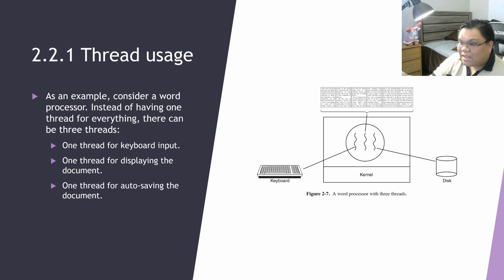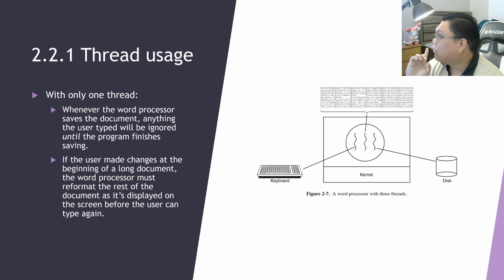So here's an example of why you'd want to have a multi-threaded program, or the reason why we have multi-threaded programs in the first place. Consider a word processor. Instead of having one thread for everything, you can have, say, 3 threads. One thread for keyboard input, another thread for displaying your entire document, and another thread for automatically saving the document.